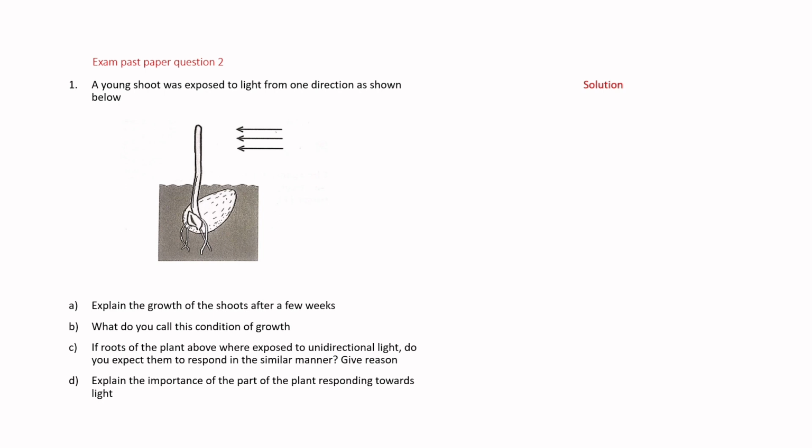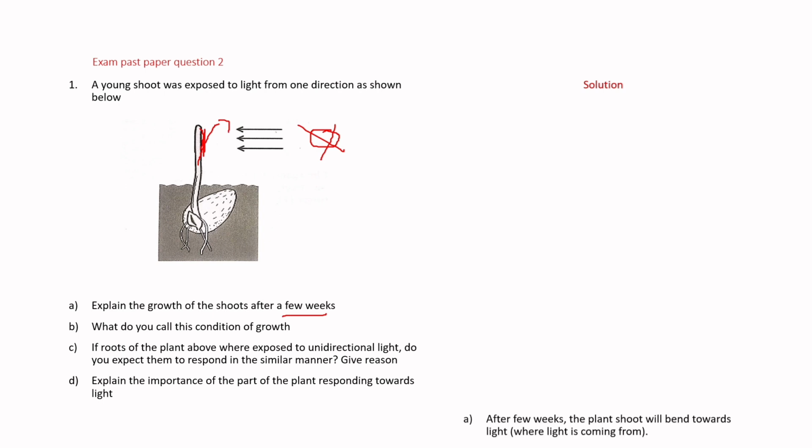a young shoot was exposed to light from one direction as shown below. Question A, explain the growth of the shoot after a few weeks. The arrows that you are seeing on the board simply show the direction of light. Light was at this position, and then light was hitting the shoot at this point here. When a shoot is exposed to light coming from one direction, where do you expect the plant to grow? Of course the plant will grow towards light.